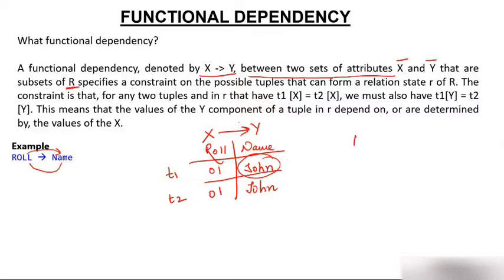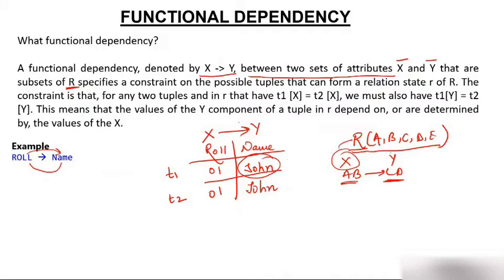What is R? R is a complete table. The relational schema R is a complete table. Suppose A, B, C, D, E. So R is a complete table, and I'm just taking AB to CD. This means that suppose this is X and this is Y. So AB is determining CD. So this X is a subset of R, and this Y is also a subset of R. A functional dependency specifies a constraint on possible tuples.